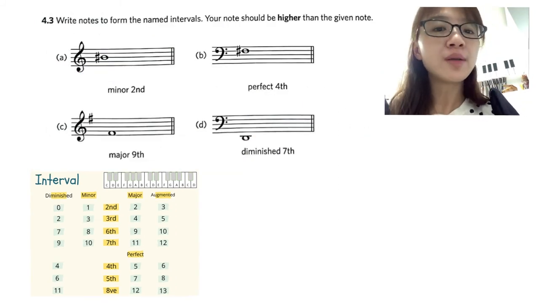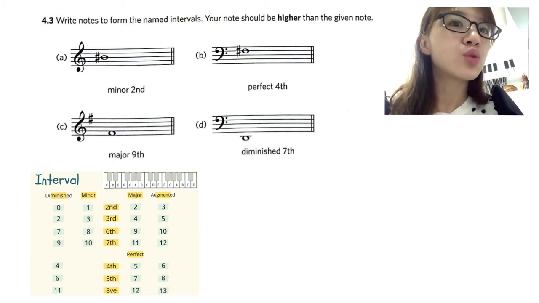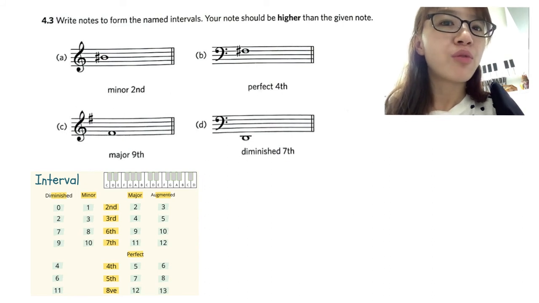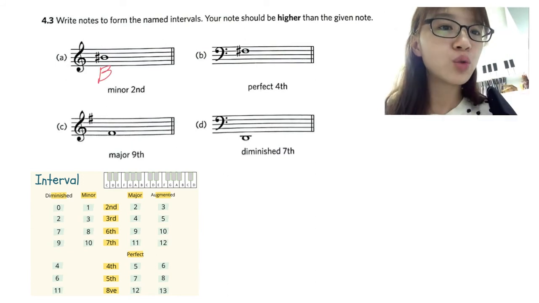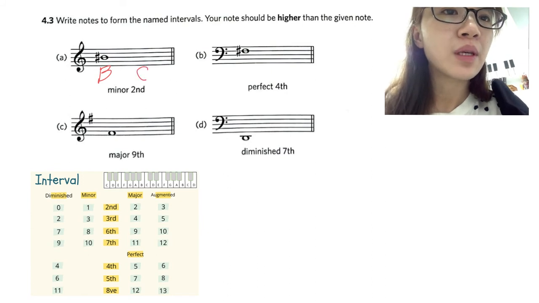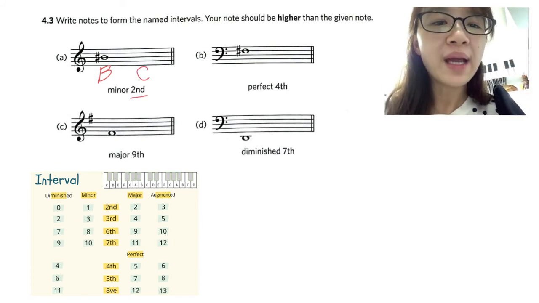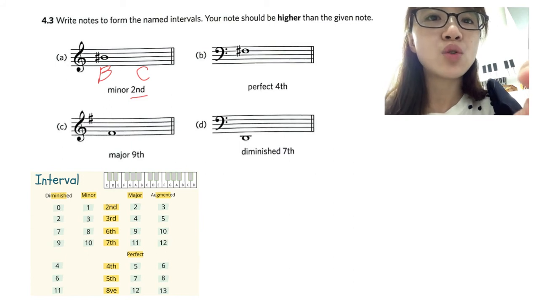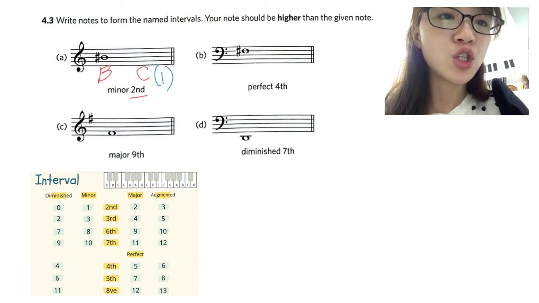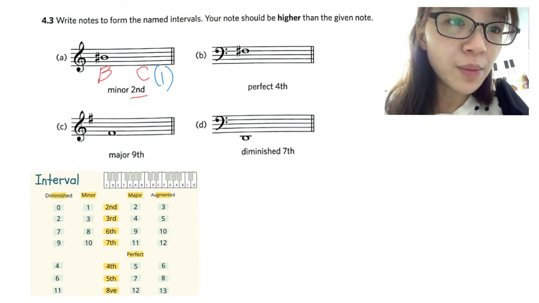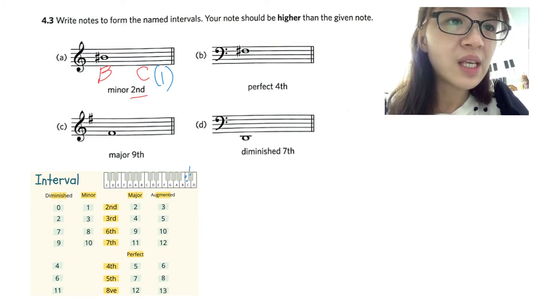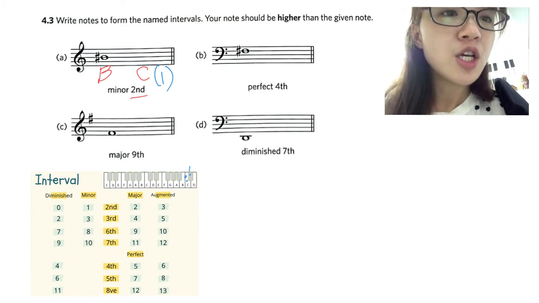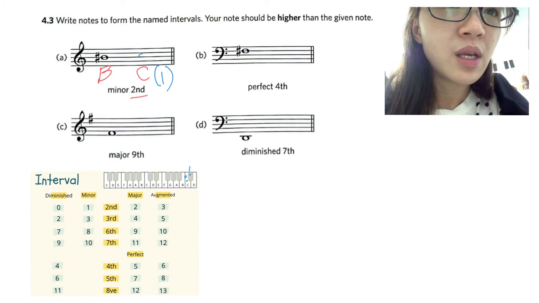For question 4.3, this time the student is required to write a note higher than the given note. So first thing, write down the letter name. Yes, this is starting from the B. So the next note is the C. Yes, that is a second. Now for a minor second, you have to check the chart. A minor second gives you one semitone. So that means 0, 1. One semitone. So B sharp. B sharp is here. B sharp is the C note. Go up one note, 0, 1. So this gives you the C sharp. So the answer will be C sharp.